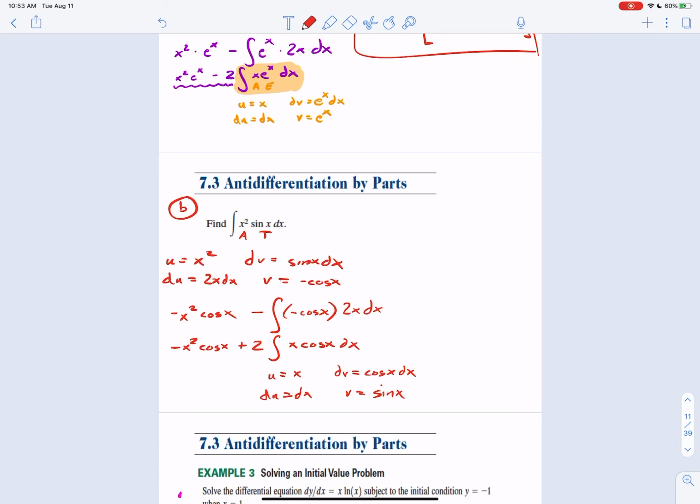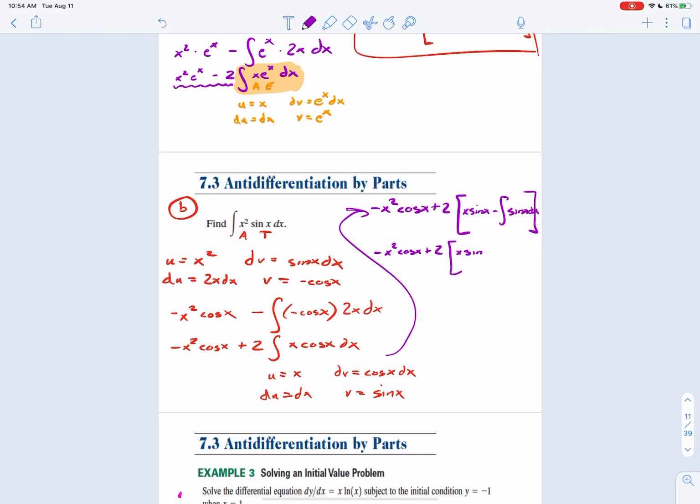Okay? Right up top. Okay, so we're going to have negative x squared cosine x plus 2, and then we're going to have x sine x, uv minus the integral of v du. Okay, running out of space there. So although a little bit complex because we're writing a lot, we made the integral look easier. So negative x squared cosine x plus the 2x sine x. The integral of sine is negative cosine, but with that additional negative on the outside, that causes it to become a plus cosine x. Don't forget your plus c.